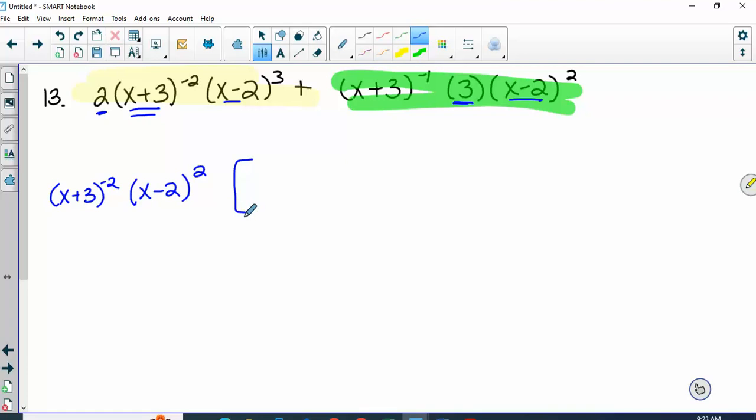Everybody understand where I got the things I'm pulling out? Let's see what we're left with. So we had a 2, we didn't pull it out, so that stays. X plus 3 to the negative 2, I took all of that term out, so it's gone. X minus 2, I took out 2 of the 3, so there's one of them left. How do I figure out the new exponent? I had a cube and I took out a square. How do I know that this is? You subtract them.